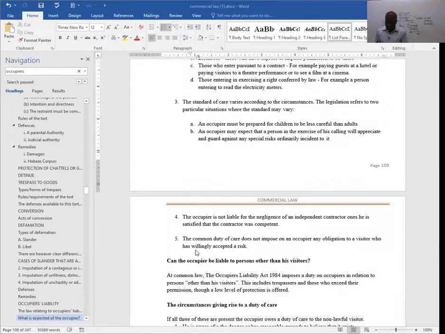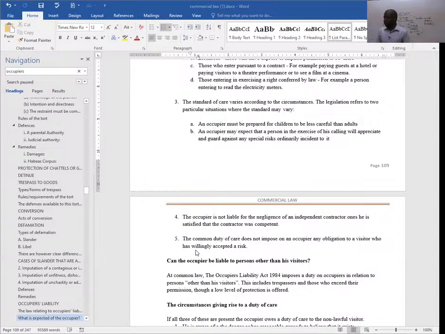So that's why they're saying that in case of services provided by an independent contractor, which come with that particular building or premises, the occupier might not be held responsible, but that particular independent qualified contractor will be held personally responsible.